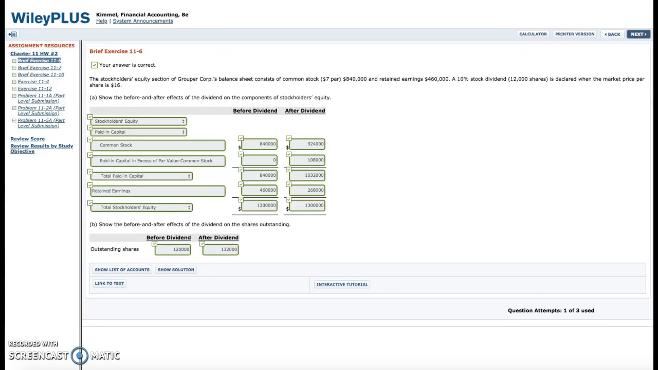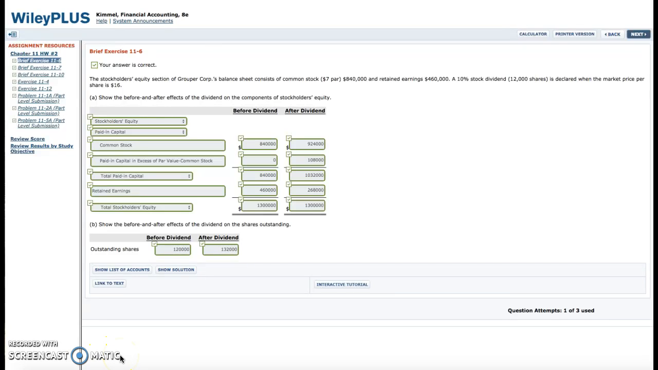Let me start off just reading the beginning of the question. The stockholders' equity section of Grouper Corp's balance sheet consists of common stock at $7 par for $840,000 and retained earnings of $460,000. A 10% stock dividend of 12,000 shares is declared when the market price per share is $16. So we want to show the before and after effects of the dividend on the components of the stockholders' equity.